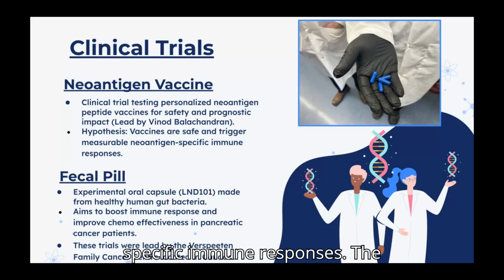The fecal pill was an experimental oral capsule, also referred to as LND101, made from healthy human gut bacteria, or poop. This pill aims to boost immune response and improve chemo effectiveness in pancreatic cancer patients, and these trials were led by the Verspeden Family Cancer Center located in Canada.